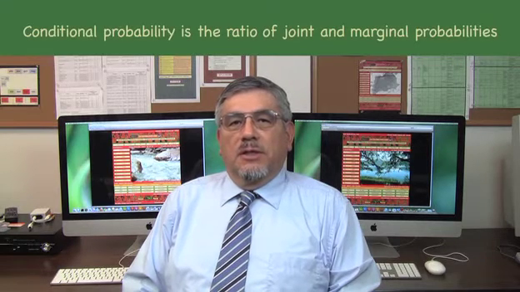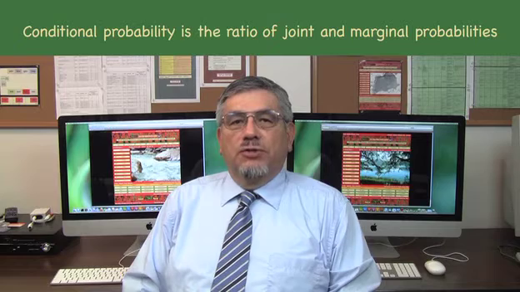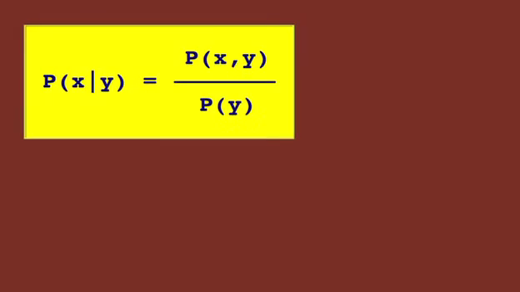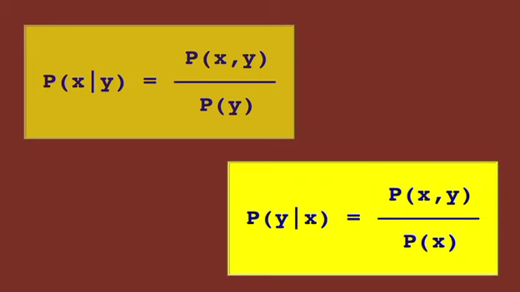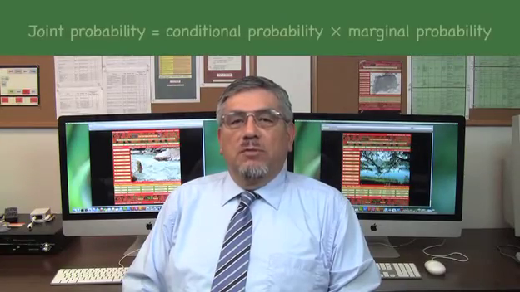The concept of conditional probability is useful in regression analysis. The conditional probability is the ratio of joint and marginal probabilities. In statistical notation, p of x given y is the conditional probability of x given y. The conditional probability of y given x is shown. From these equations, it follows that joint probability is the product of conditional and marginal probabilities.